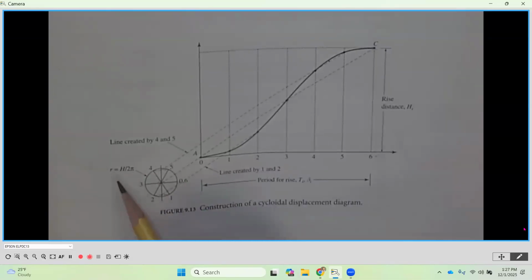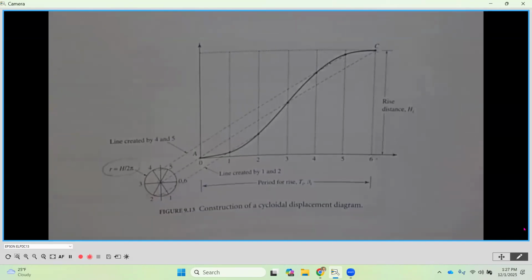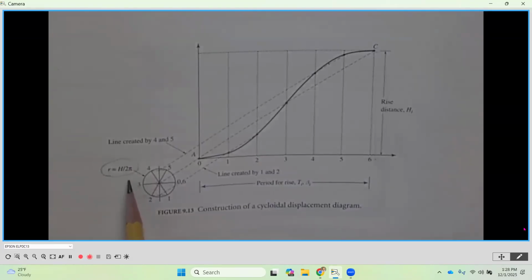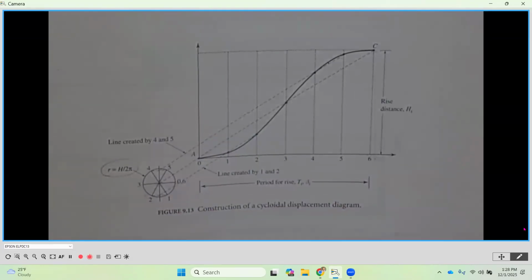Then our diameter is going to be 2 times the radius. And this is the equation: the radius is going to be the height divided by 2 pi. That's going to be the radius, so if we multiply that by 2, that's going to be the diameter. We are going to then divide that circle into 6 equal segments. So these are 60-degree angles. Do you see that?